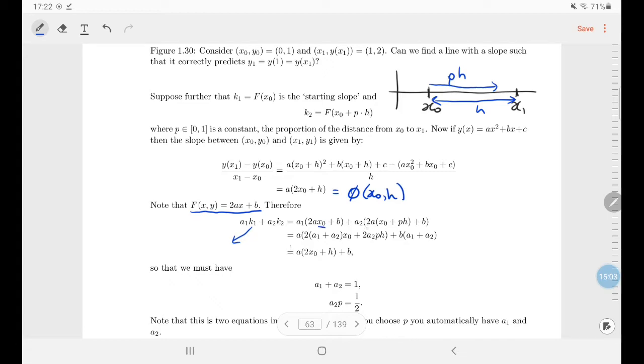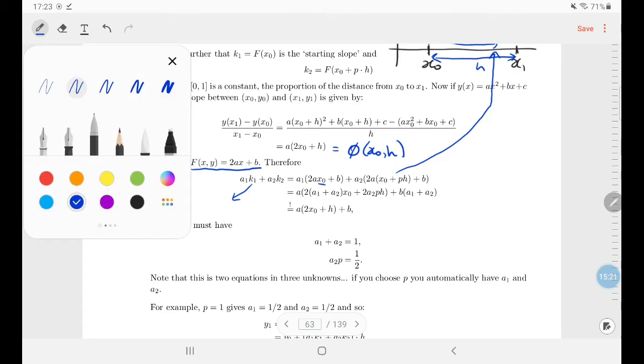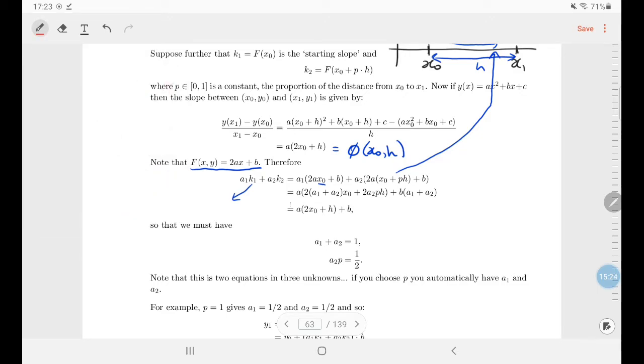And then what about this thing? So you're putting in 2ax plus b, but you want to substitute in this point here, which is 2a times x, where x is x0 plus ph. You do some algebra, and you want these two things to be equal. So there's actually 3 unknowns here, but only 2 equations. So we're trying to compare these two. So look at the number of x0s. In the first one, it's 2a times (a1 plus a2), and in the second it's 2a. So a1 plus a2 must be equal to 1.